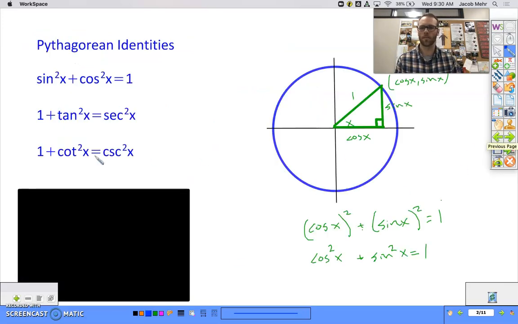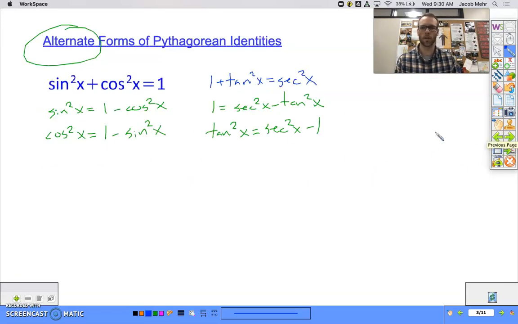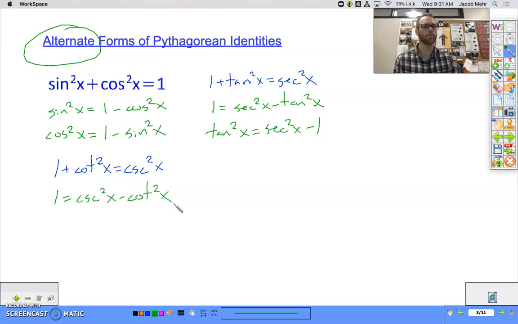What was our last identity? 1 plus cotangent squared equals cosecant squared. Okay. Alternate forms for this would be 1 equals cosecant squared minus cotangent squared, and then cotangent squared equals cosecant squared minus 1. Okay, all we're doing is just subtracting, solving for a different piece of that Pythagorean identity.